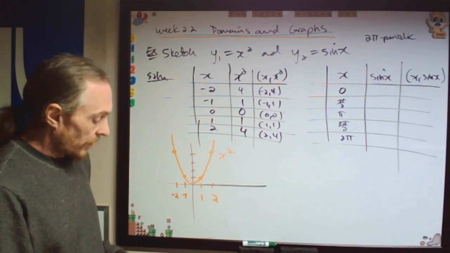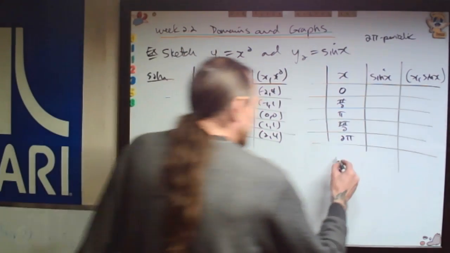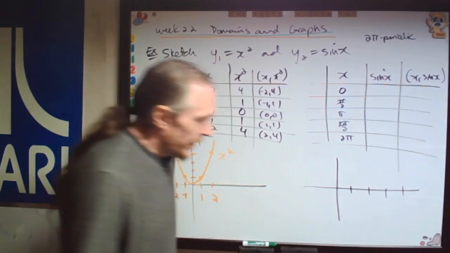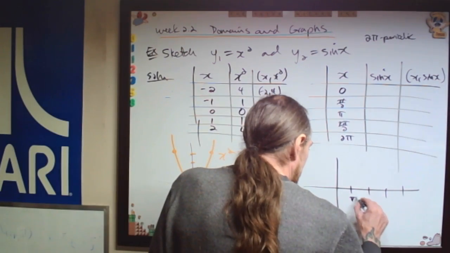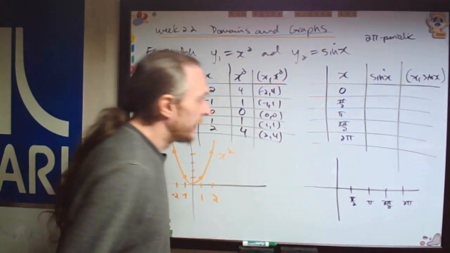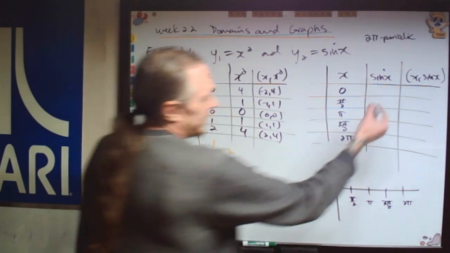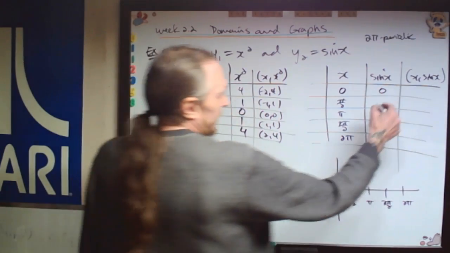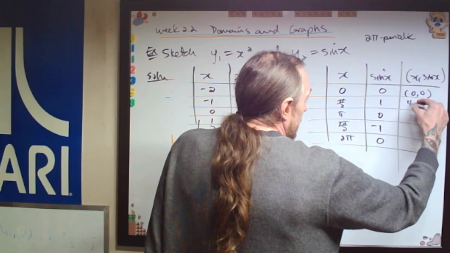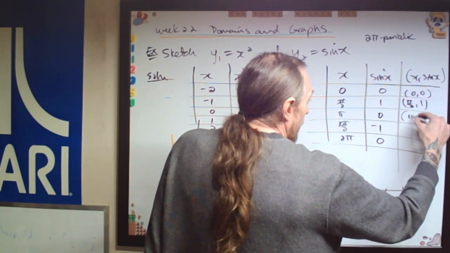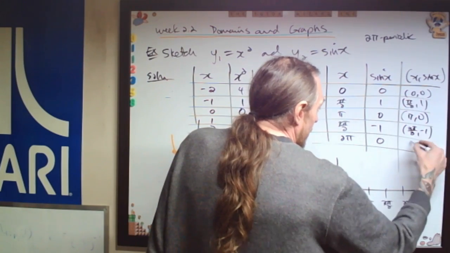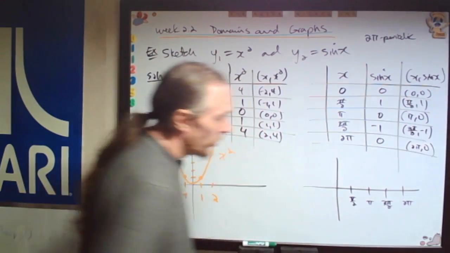In the next one, what we want is nice trig values. I'll use the unit circle values, and then the fact that the period is 2 pi, so this is 0, pi over 2, pi, 3 pi over 2, 2 pi. And then I fill in the values. Sine of 0 is 0. Sine of pi over 2 is 1, 0, -1, 0. 0, 0. Pi over 2, 1. Pi, 0. 3 pi over 2, -1. 2 pi, 0 are the points we get.